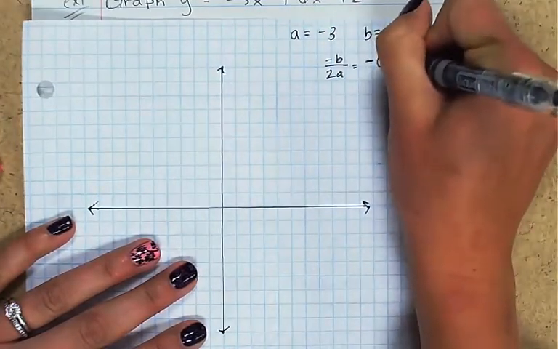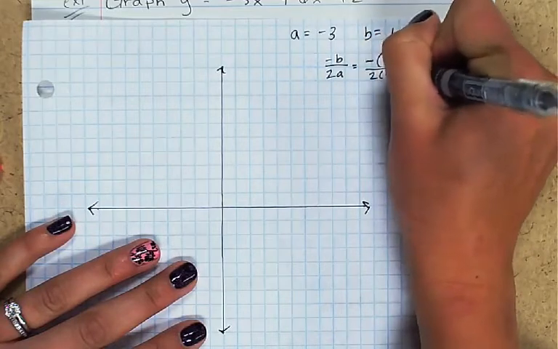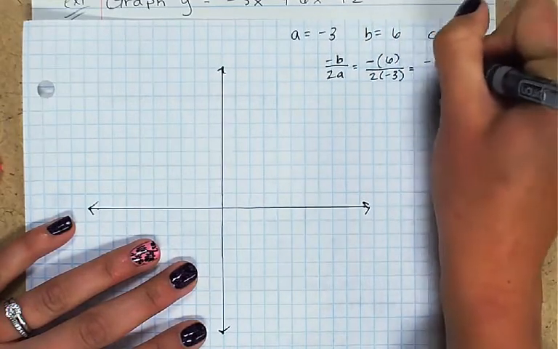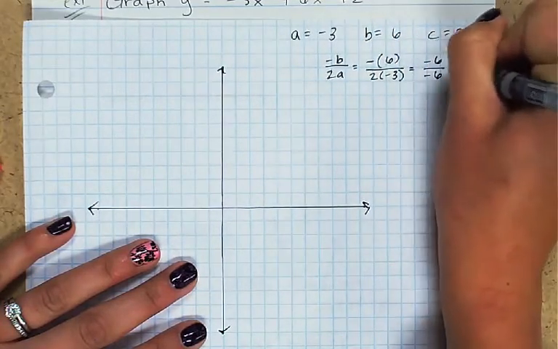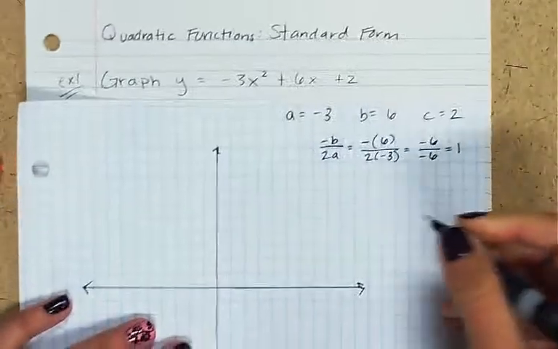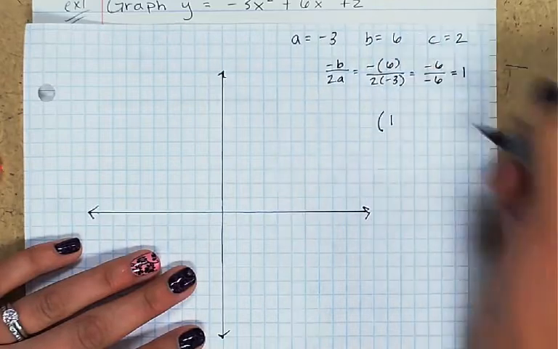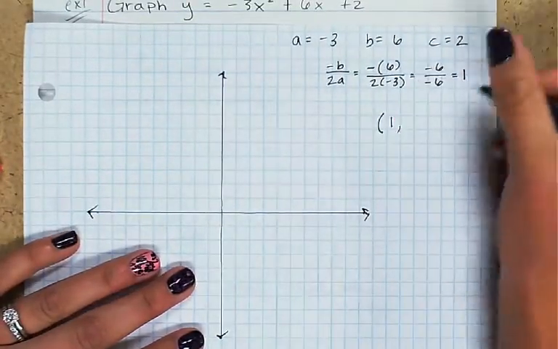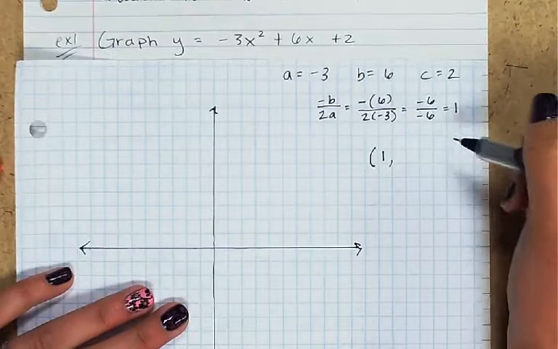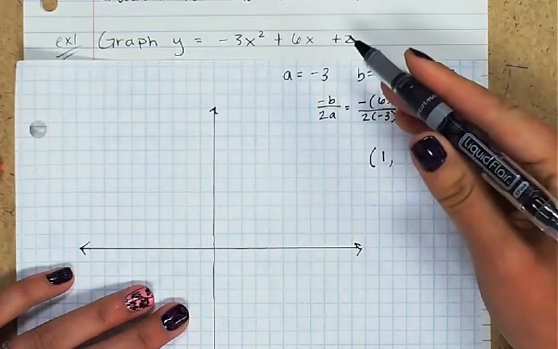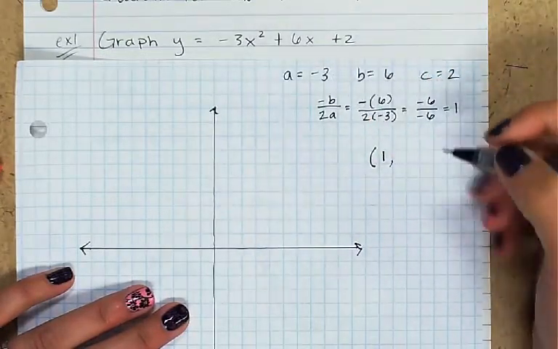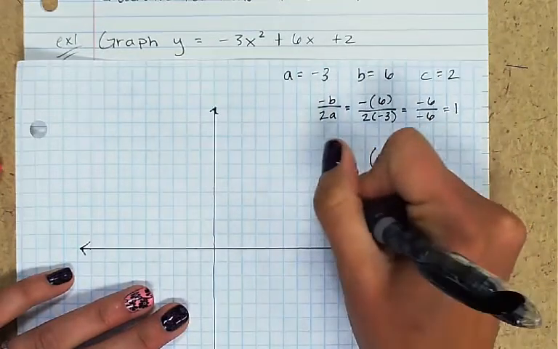So we get negative 6 over 2 times negative 3. So that's negative 6 over negative 6, which is 1. So I know that the x-coordinate of my vertex is 1. Now, to get the y-coordinate that goes with that, all we're going to do is take our x-coordinate and plug it in. We need to figure out what y goes with the value of 1.